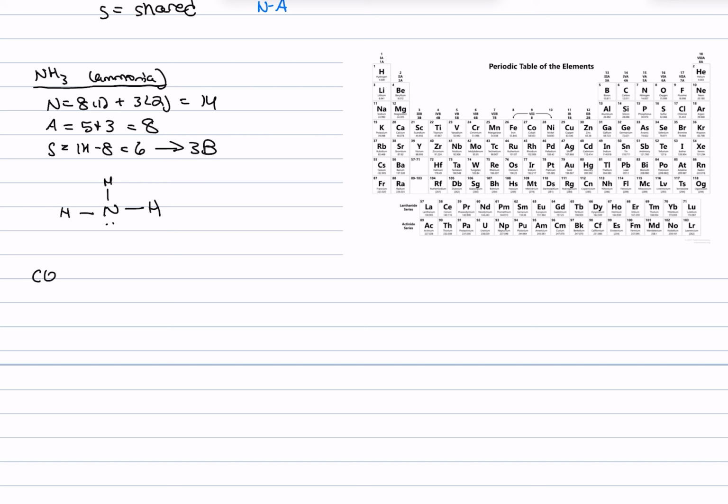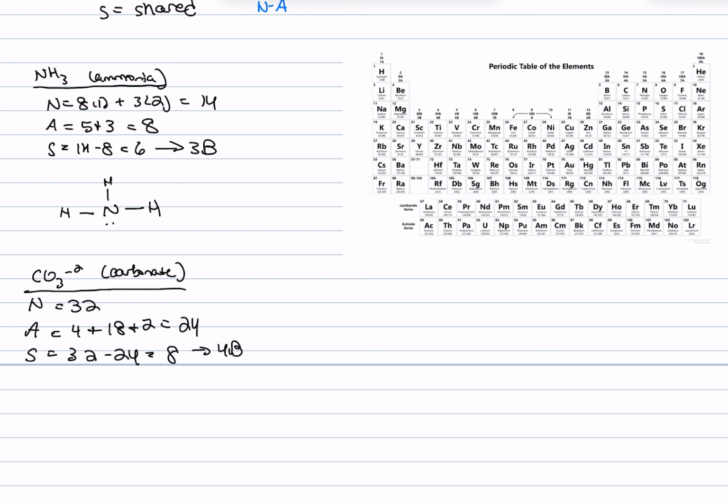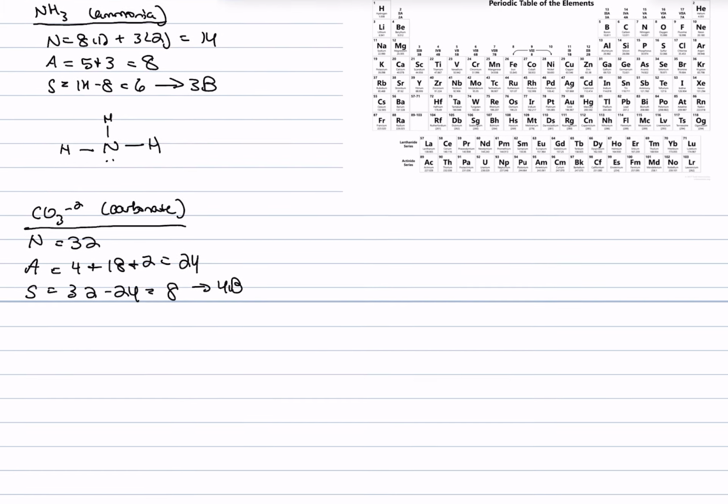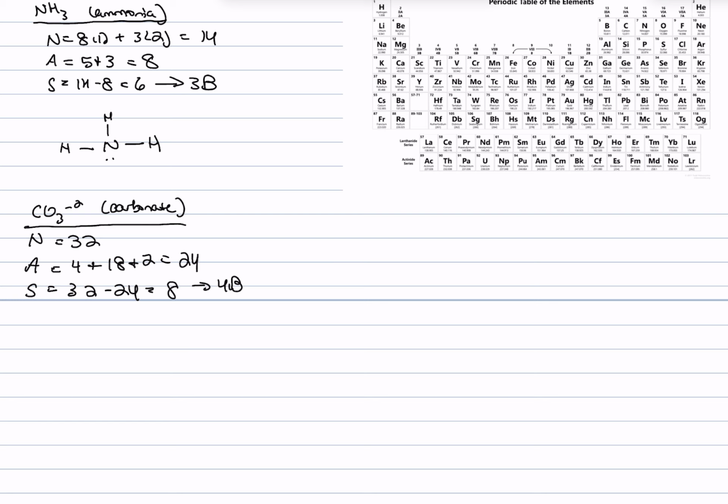A second example is carbonate. So for the needed number, it would be 8 times 4, which is 32, and for the available number, it would be 4 for carbon and 6 for oxygen times 3, and then we're adding the additional 2 electrons since it has a charge of -2, and that comes out to 24, and 32 minus 24 is 8, divide that by 2 is 4 bonds. So in the structure itself, there's going to be 4 lines for bonds between the carbon and the oxygens. And so one of them is going to have 2, which I'll mention again later.